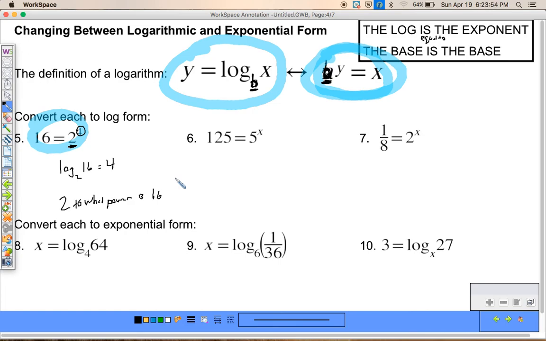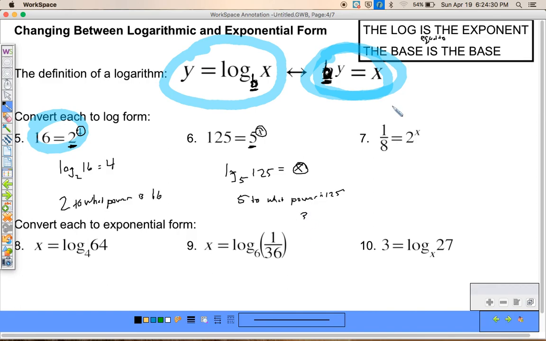For number 6, 125 equals 5 to the x. We identify the base first. The base is a 5, so this is going to be log base 5 of, and then we know the exponent has to go over here. This is going to be the exponent, so the of has to be 125. So log base 5 of 125 equals x. Well, this is also saying 5 to what power is 125? And that would have to be 3 if we needed that answer.